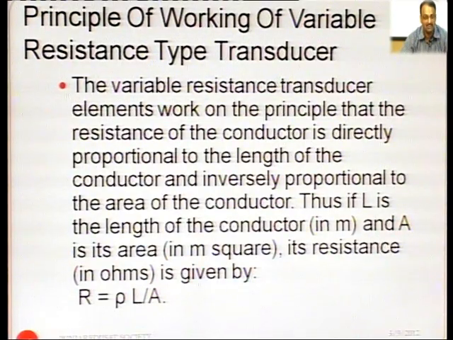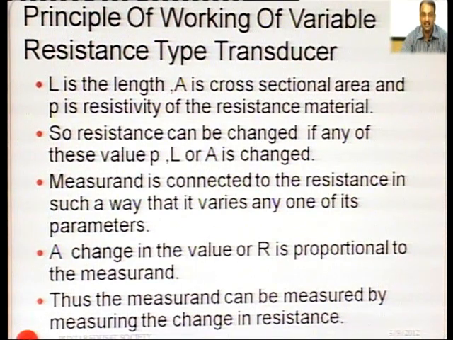Therefore, for example, if L is the length of the conductor in meters and A is the area of the conductor in meter square, its resistance R is given as rho into L upon A, where L is the length, A is the cross-sectional area in meter square and rho is the resistivity of the resistance material, which depends upon the particular material. So, the resistance can be changed if any one of these values, either rho, length L or A, is changed.